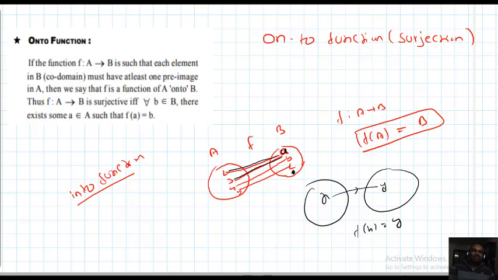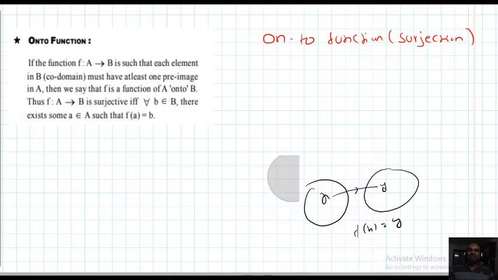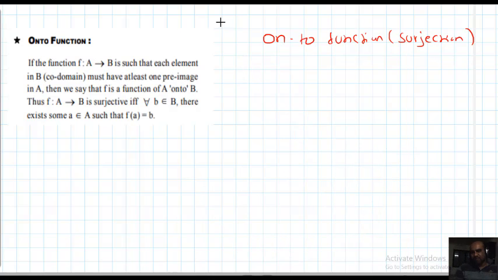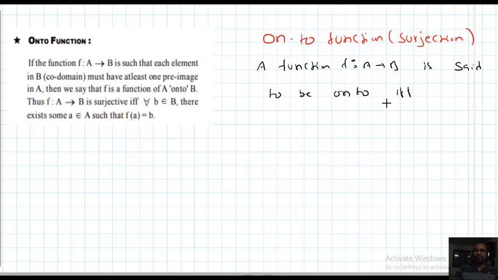Okay, so more generally you can say that range equal to codomain. I will write: onto function. A function f maps A to B is said to be onto if and only if f of A equal to B, that is range equal to codomain. Range of f equal to its codomain.